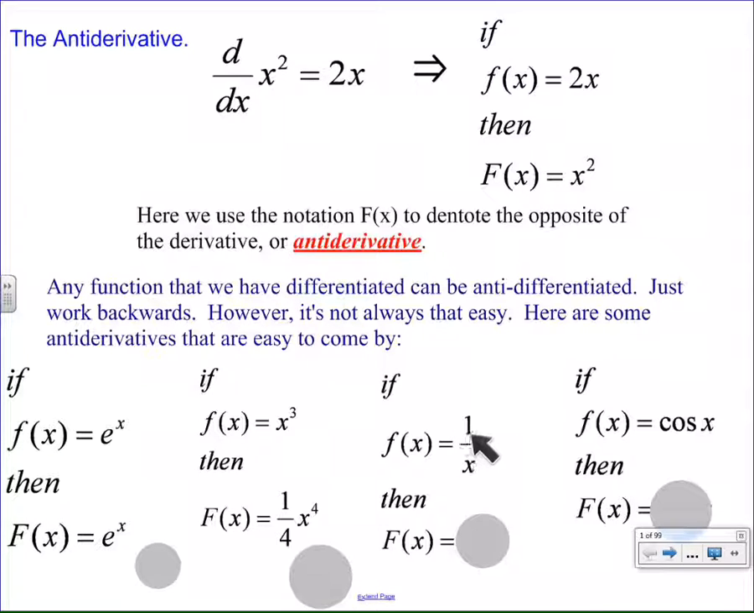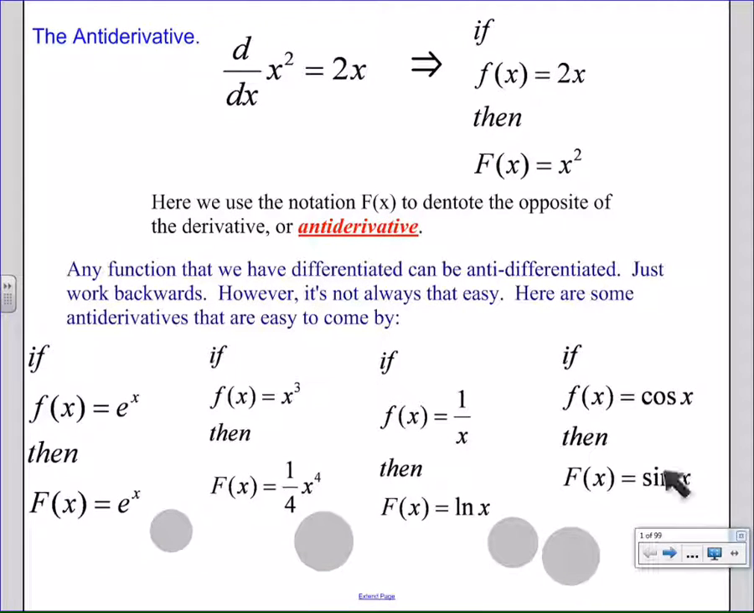Try to use the same technique here, and you'll fall short. You have to remember that the derivative of the natural log of x is 1 over x. So this one has to come out of memory, but if you use the power rule, you'll find it falls apart here, and that's for a different lesson. Anyway, the derivative of the cosine is a negative sine. The antiderivative of the cosine should be positive sine, and again, you're probably going to be unsure about that, but if you differentiate sine of x and you get the cosine of x, that's how you know you're right. So this is some of the basics.